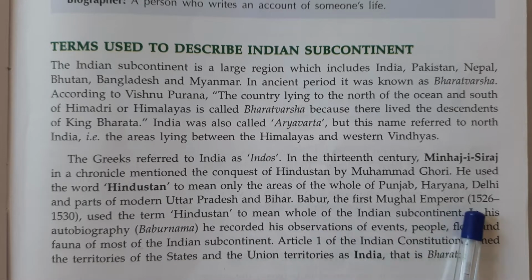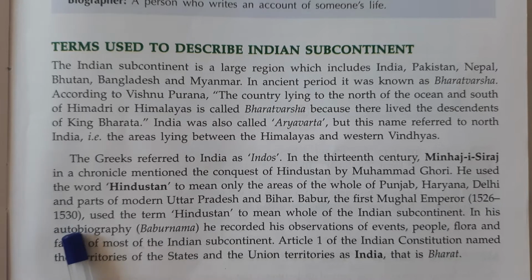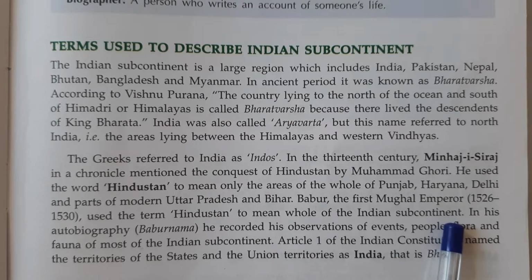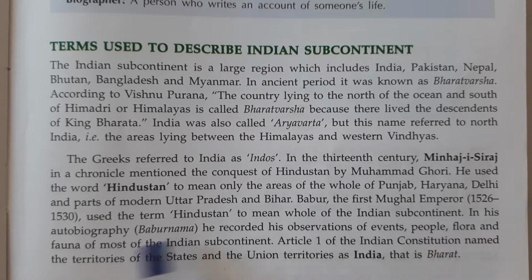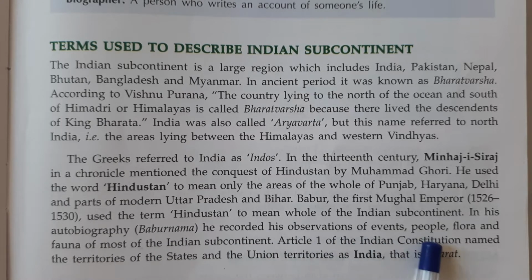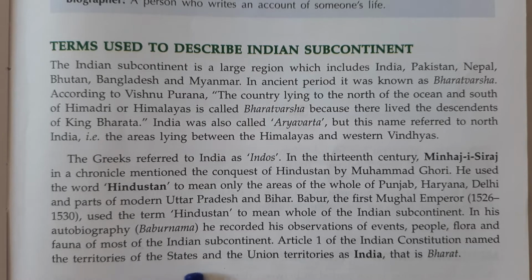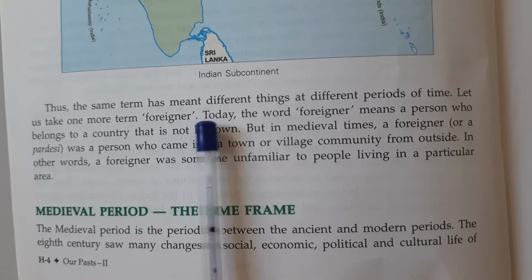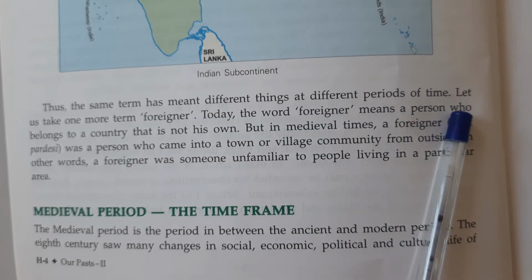Babur, the first Mughal emperor, 1526 to 1530, used the term Hindustan to mean the whole of the Indian subcontinent. In his autobiography Baburnama, he recorded his observations of events, people, flora and fauna of most of the Indian subcontinent. Article 1 of the Indian Constitution named the territories of the states and the union territories as India, that is, Bharat. Thus, the same term has meant different things at different periods of time.